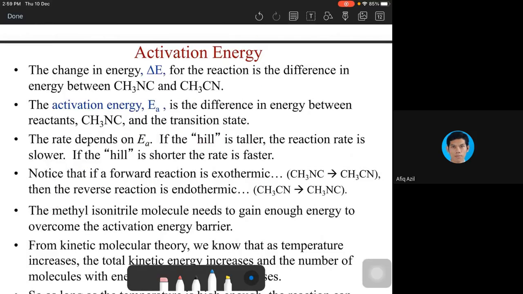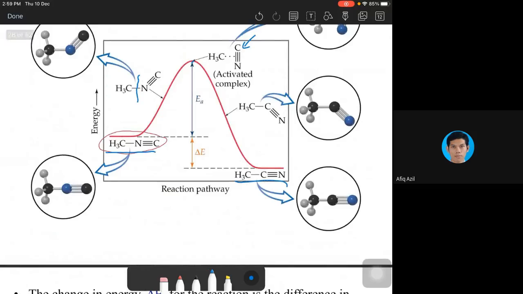The change in energy, which is the delta E for the reaction, is the difference in energy between the reactant and the product. The activation energy is the difference in energy between the reactants and the transition state. So EA is the value of the difference between the energy level of the transition state and the starting material, while delta E is the value of the energy difference between the product and the reactant.